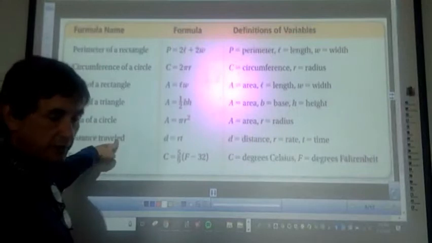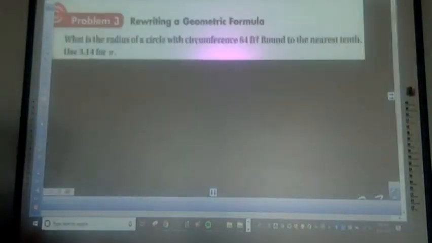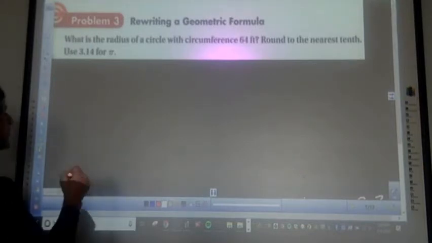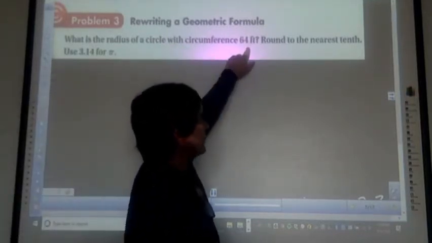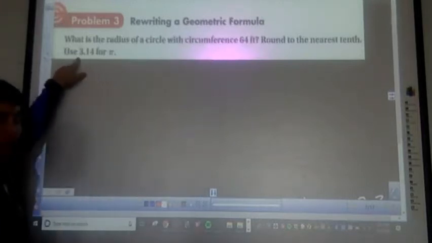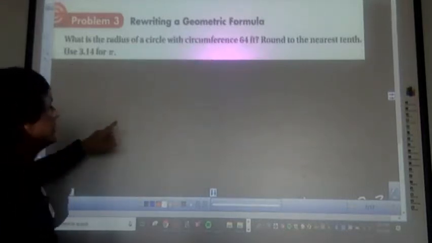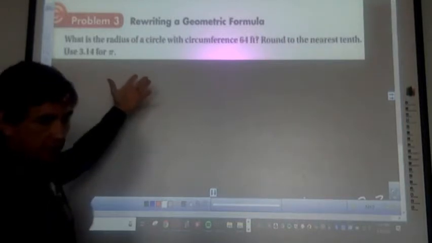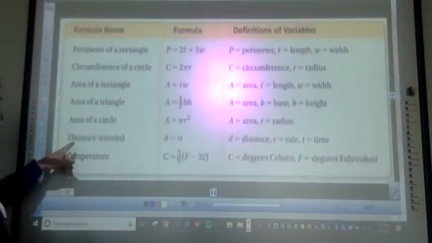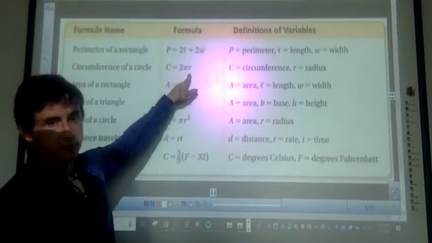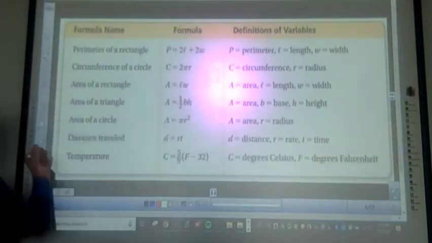All right, so those are general types of equations. Next problem, we're going to use one of those equations to solve a problem. I'm going to show you two different ways to do this problem. I only showed one way last period, and I think it's better if I show you both ways. It says, what is the radius of a circle with circumference 64 feet? We're going to round to the tenth, and we're going to use 3.14 for pi. So you have to know the equation for circumference of a circle, and we've got that equation right here. C equals 2 pi r. Okay, so we're going to use that one.